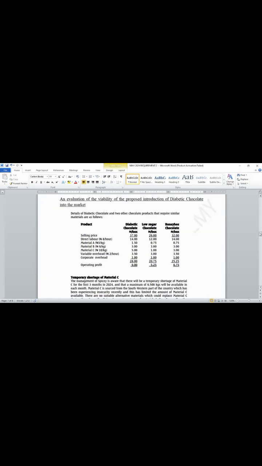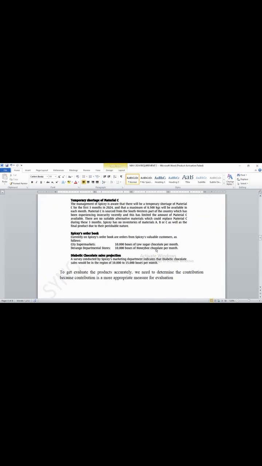So now we're told that material C has a limited capacity of 6,500 kg. And now the quantity needed per month. Remember that we're also told that the quantity needed per month is 10,000 boxes of low sugar, 10,000 boxes of honeybee, and 10 to 15,000 boxes of diabetic chocolate. Remember, right? So that's the total quantity that they need to supply, or the order they have. Let's just make this total order.